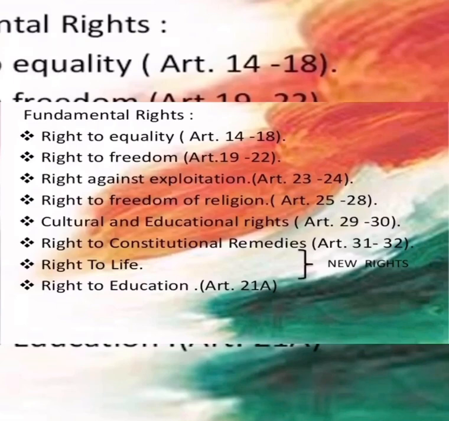Right to equality under Article 14 to 18. Right to freedom under Article 19 to 22. Right against exploitation under Article 23 to 24. Right to freedom of religion, that is Article 25 to 28. Cultural and educational rights come under Article 29 to 30. Right to constitutional remedies, Article 31, 32. New rights are being added here in the Constitution, that is right to life, right to education, which comes under Article 21A.